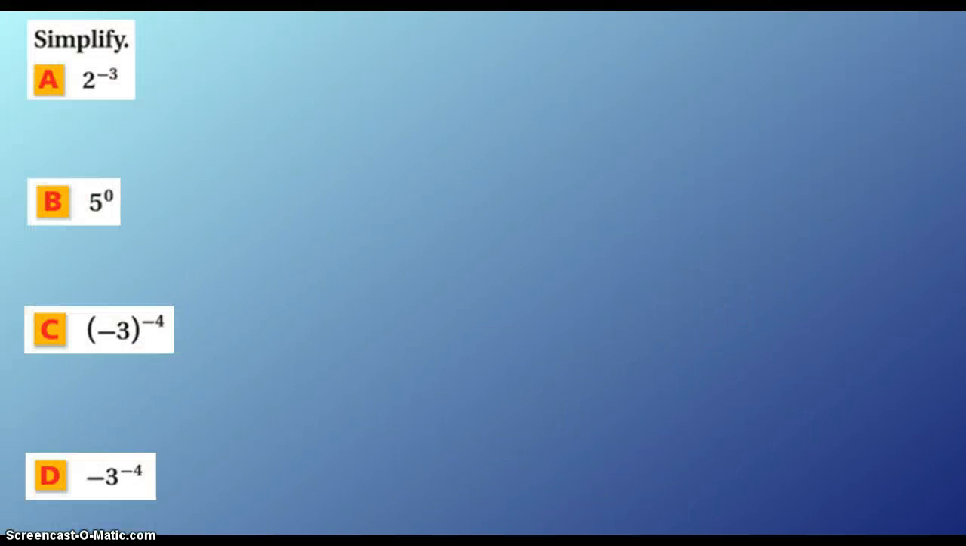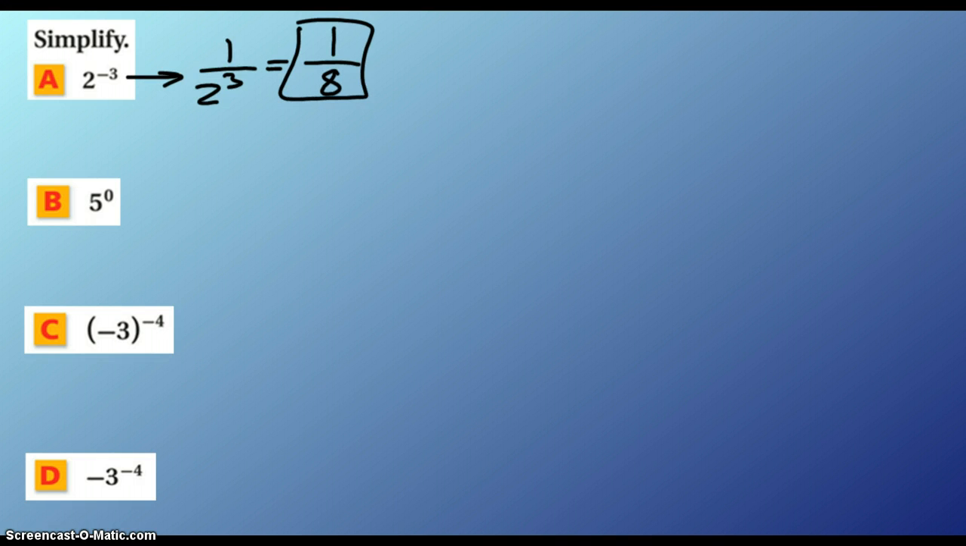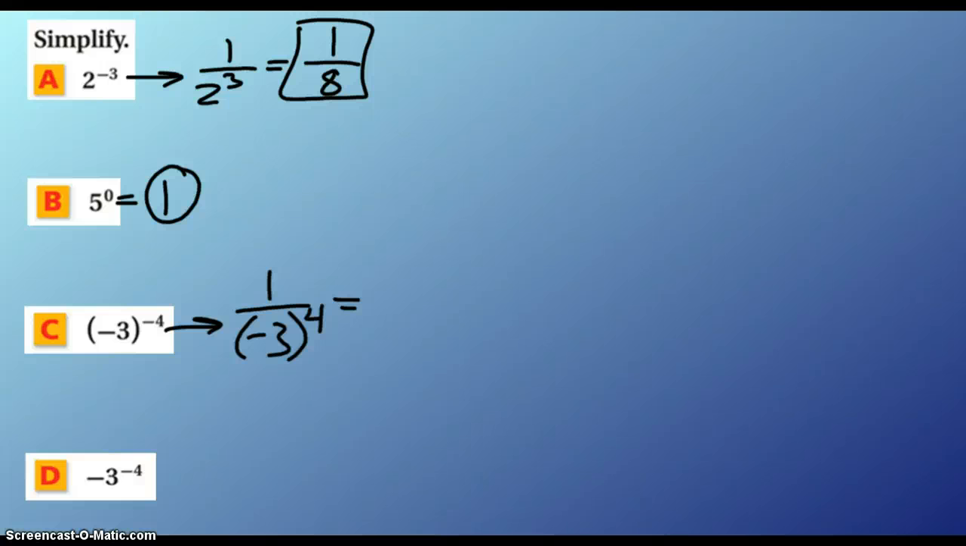Alright, so if we simplify these, 2 to the negative third, using our rule, is the same thing as 1 over 2 to the third, which is 2 times 2 times 2, which is 8. So we get 1/8. 5 to the 0 is 1. Anything to the 0 is 1. Negative 3 in parentheses to the negative fourth. That's the same thing as 1 over negative 3 to the positive fourth. So we'd have to take negative 3 times negative 3 times negative 3 times negative 3. We're multiplying a negative an even amount of times. We end up getting a positive, and it's 1 over 81.